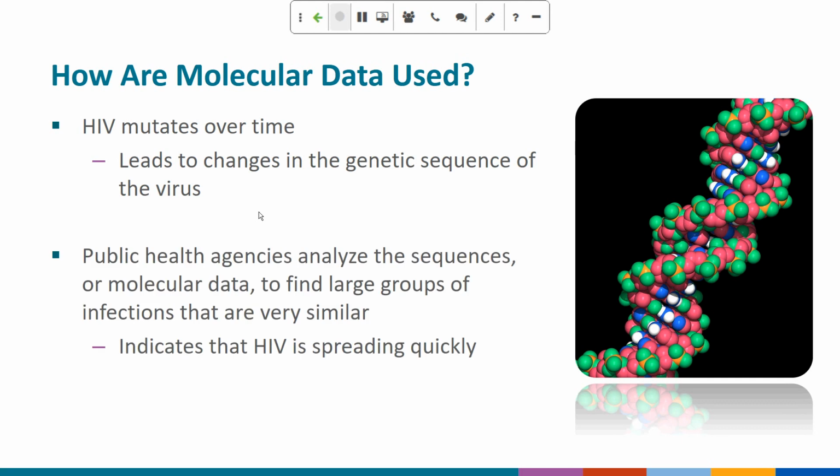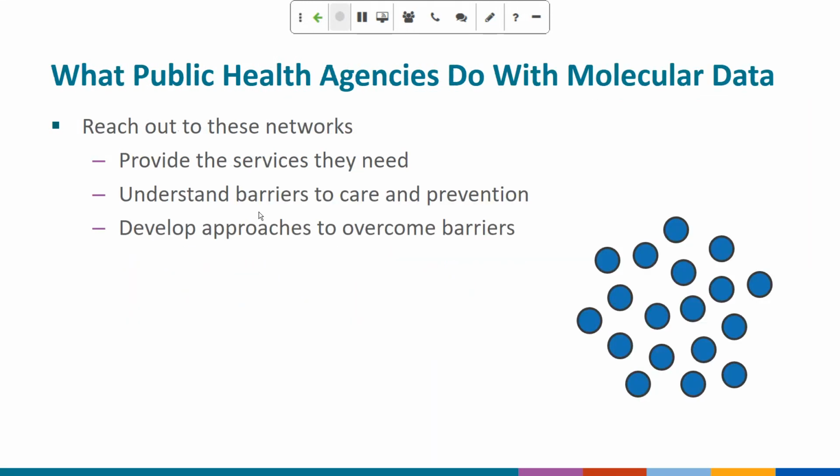Public health agencies can analyze the sequences or molecular data to find groups of infections that are very similar. This indicates that HIV is spreading quickly because it hasn't had time to change much between transmissions. In fact, we've found that in these networks, HIV is spreading 10 times faster compared to the average. When we find these networks, we can then reach out to them to provide the services that they need, understand barriers to care and prevention, and develop approaches to overcome them.